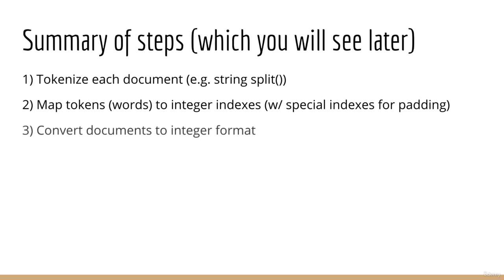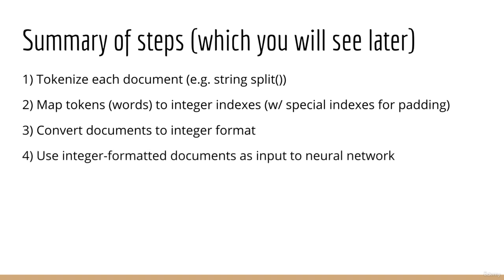Number 3, once you have your word to index mapping, convert all your documents into integer format. Number 4, use your integer formatted documents as input into your neural network. Of course, the last step you already know how to do if you've completed the previous sections of this course.